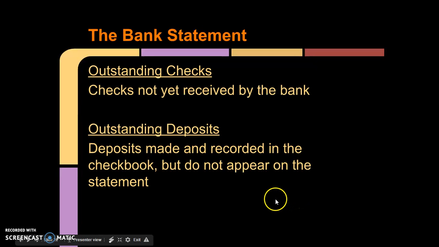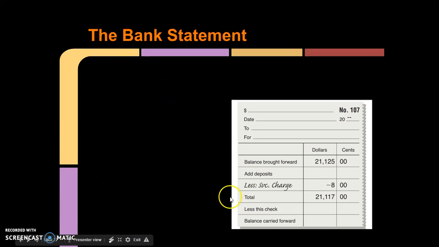Outstanding checks are checks that are not yet received by the bank. Outstanding deposits are deposits that have been recorded in the checkbook but do not appear on the statement. That's what it means by outstanding: not appearing on the bank statement.